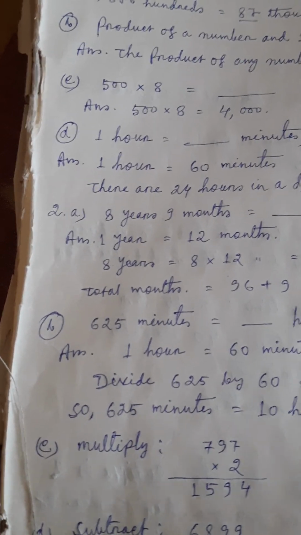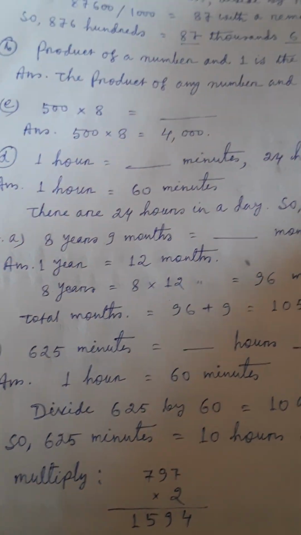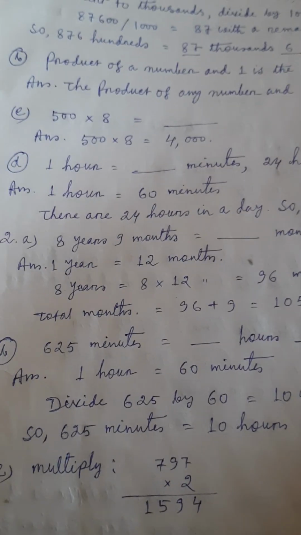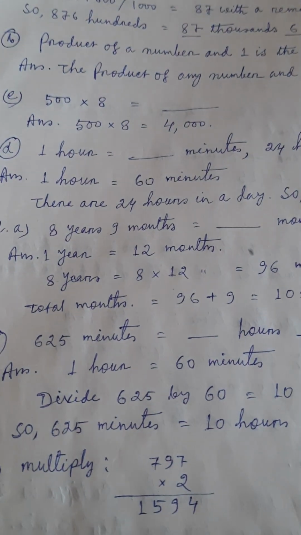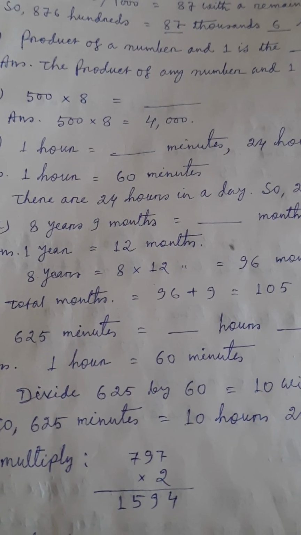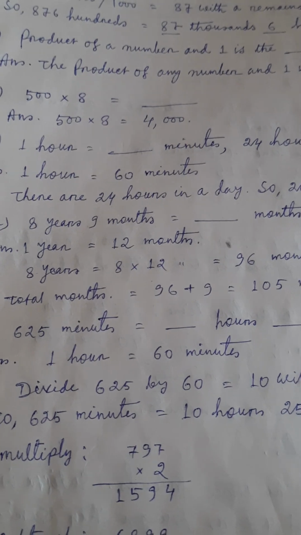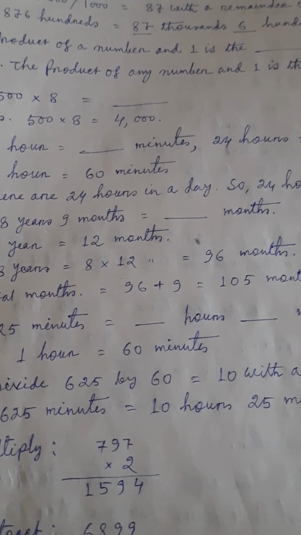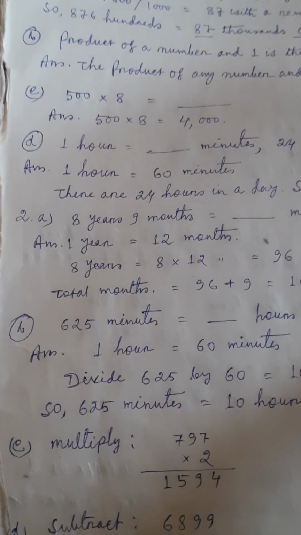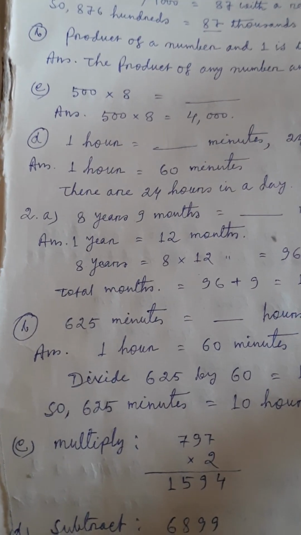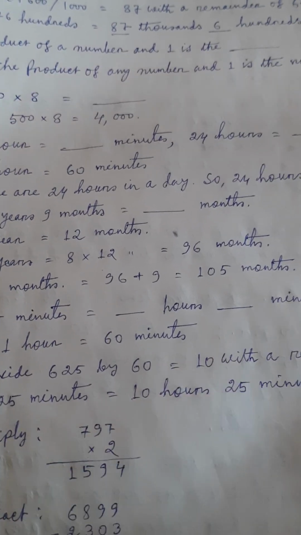Question number 2a. 8 years 9 months is equal to dash months. Answer: 1 year is 12 months. 8 years is 8 into 12, 96 months. Total months 96 plus 9 is 105 months. Question number B. 625 minutes is equal to dash hours dash minutes.